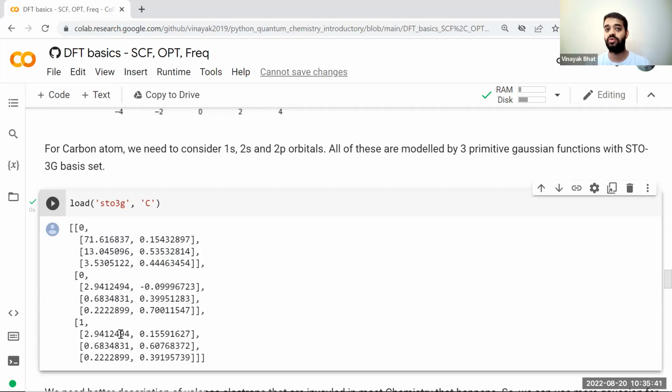Okay, this is the wave function generation. So this is for carbon. You can change it to whatever element that you want, and you will see different Gaussians put in there. And this will be the value of the exponential term, alpha, and this will be the coefficient for each of the primitive Gaussians that you're using.